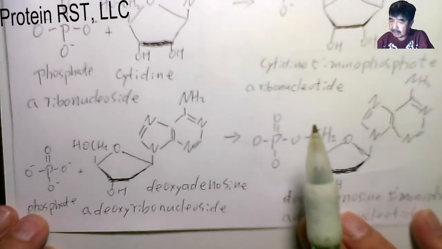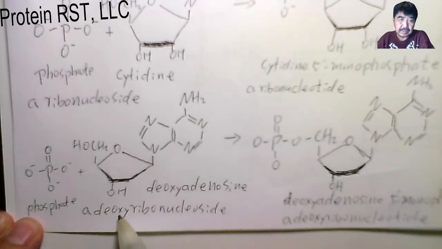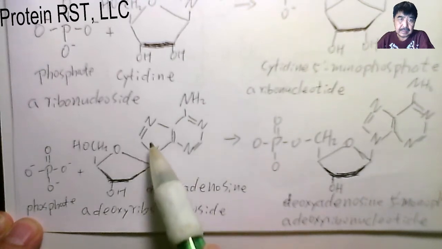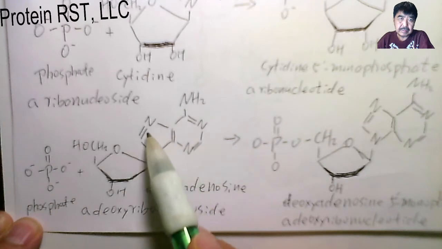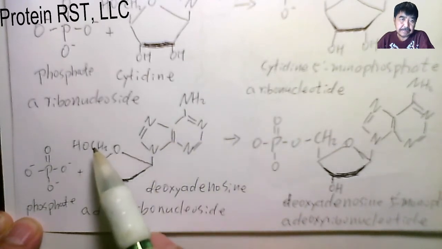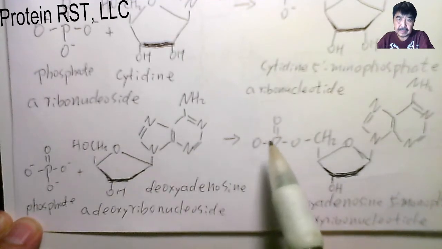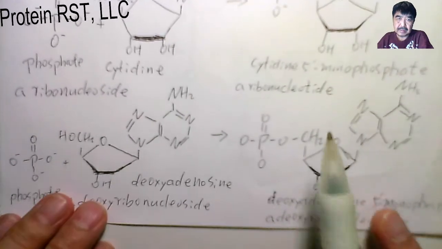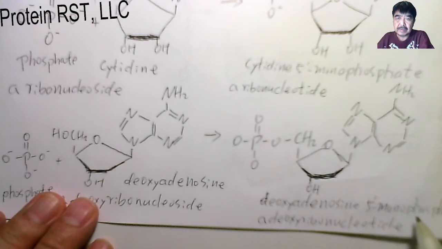This is another example here. It's a phosphate. It's a deoxyribonucleoside, deoxyadenosine. It's a two-ring compound. This is the C5' carbon. They form the bond with the phosphate, and this is a new bond. This nucleotide is called deoxyadenosine 5' monophosphate.